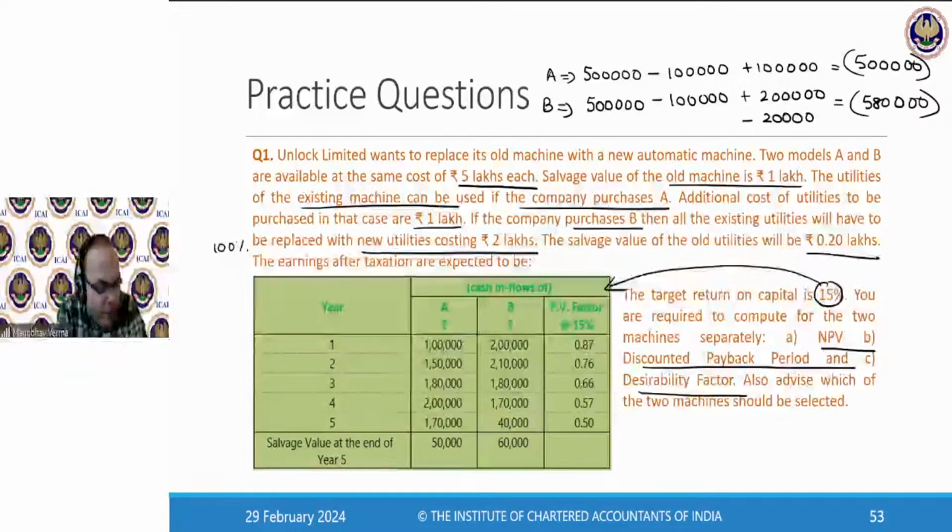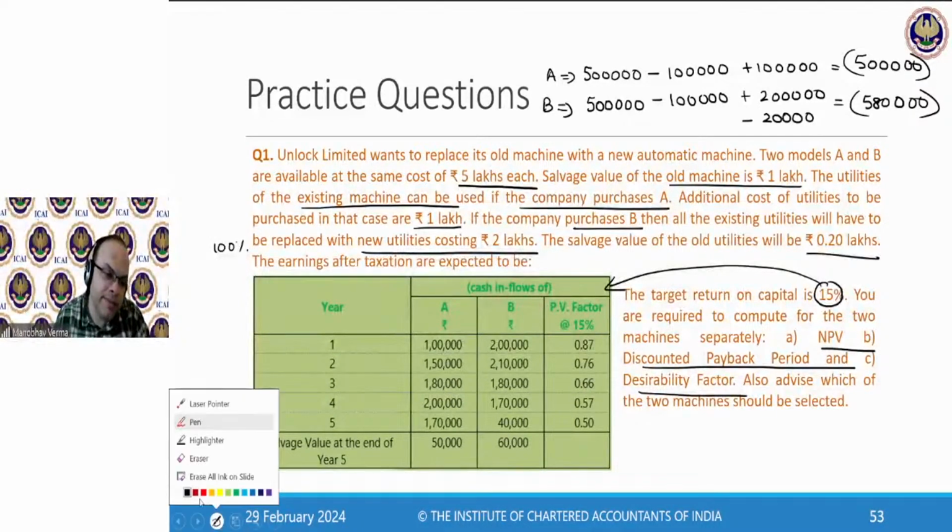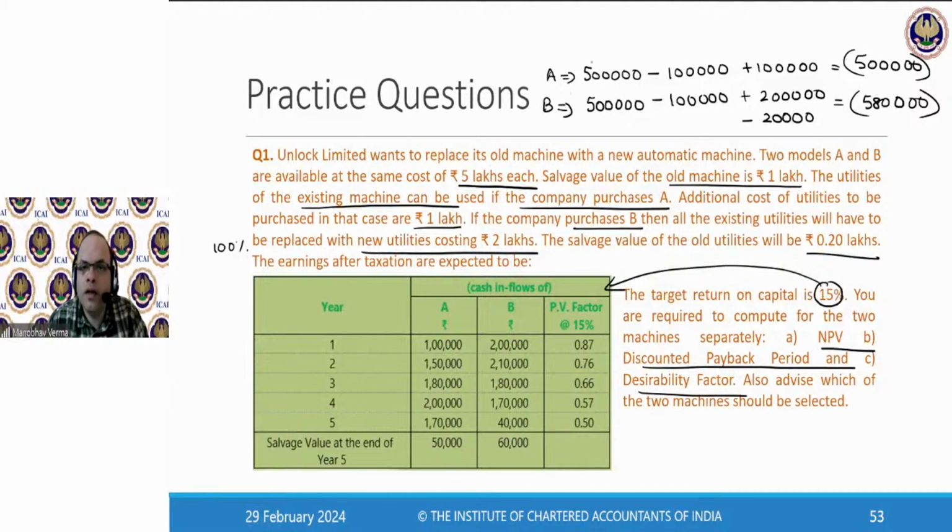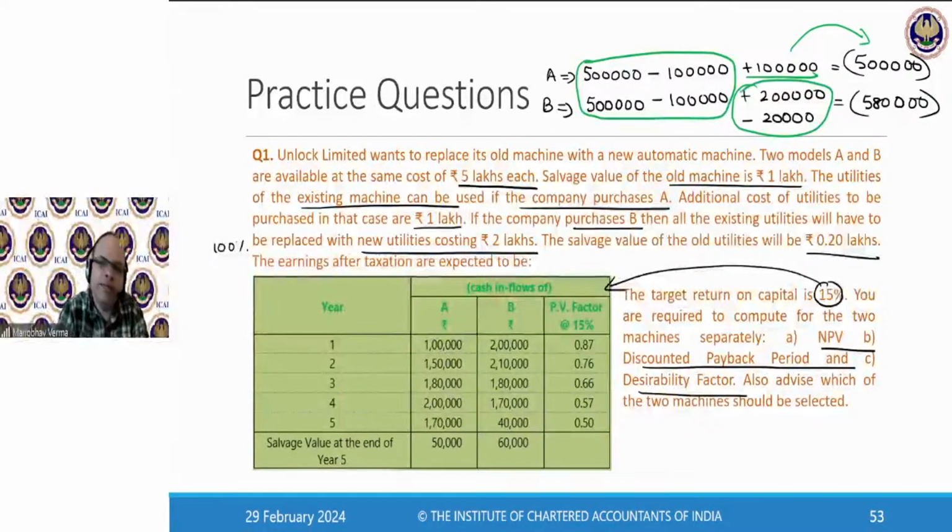Why? I'm repeating again. 5 lakhs is the cost of the machine. 1 lakh is the salvage of the old machine. So 5 minus 1, 4 lakhs, is common for both the machines, guys. But then in the case of machine A, the existing utilities can be used and you need only an additional 1 lakh. So that makes it 5 again. In the case of machine B, you have to go for entirely new utilities, but you have 20,000 of scrap from the existing utilities.